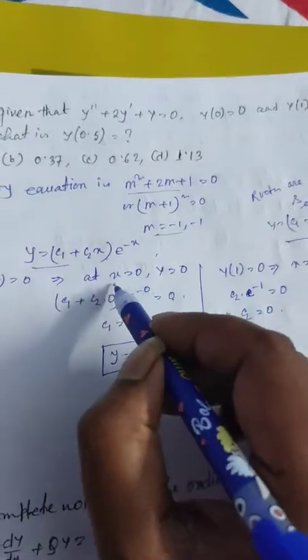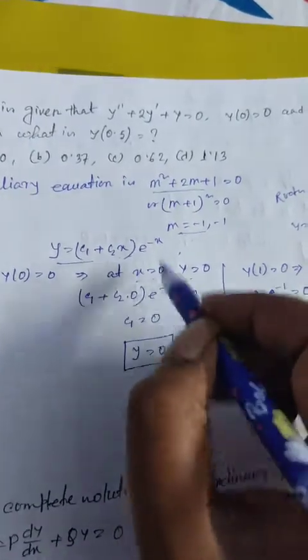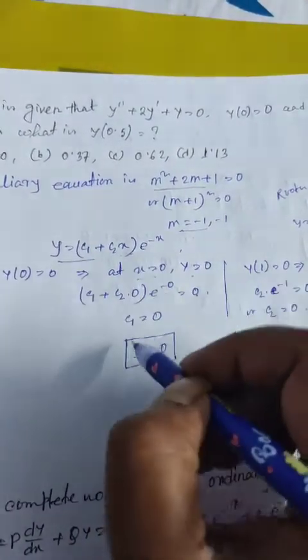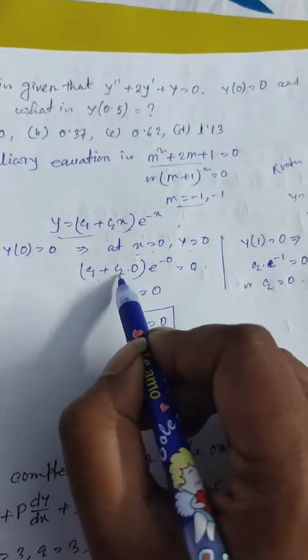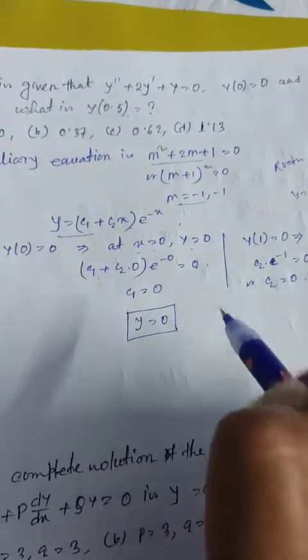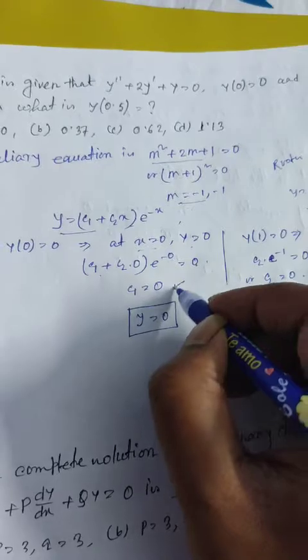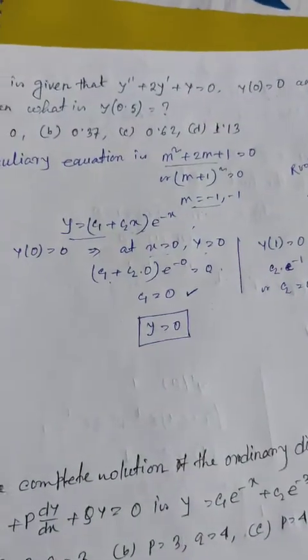So here y(0) is equal to 0 means at x is equal to 0, y is equal to 0. That means now if we put x is equal to 0, we will get c1 plus c2 into 0 into e to the power minus 0 is equal to 0. And if we solve, then we get the value of c1 is 0.